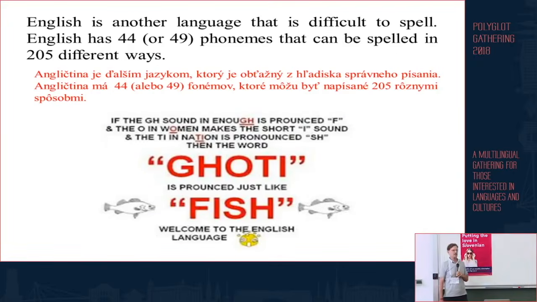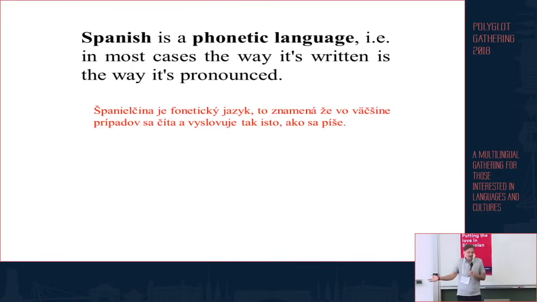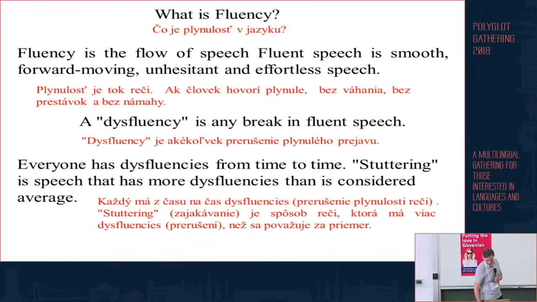English is a crazy one. I would say it's one of the most difficult amongst Indo-European languages to write. Spanish is a phonetic language, so it's written how it's pronounced. Slovak is too, very much so, but you have to learn a few things about soft consonants and such.